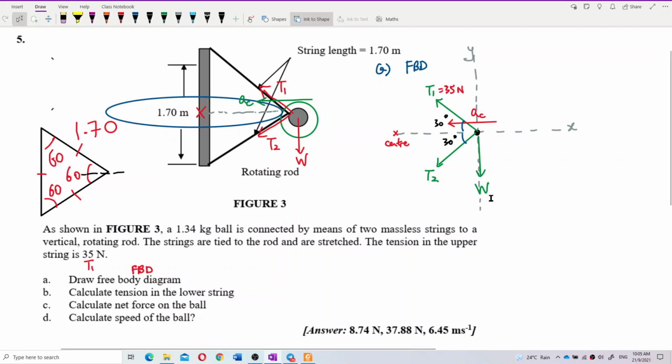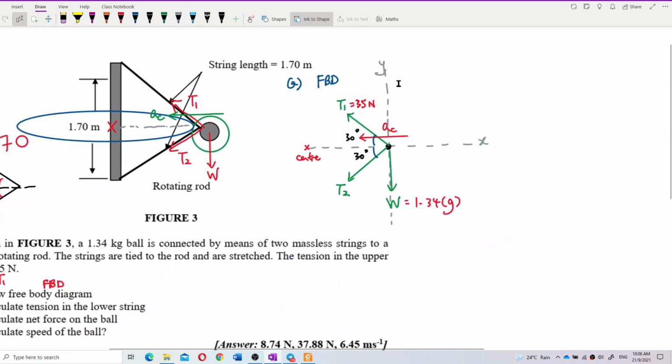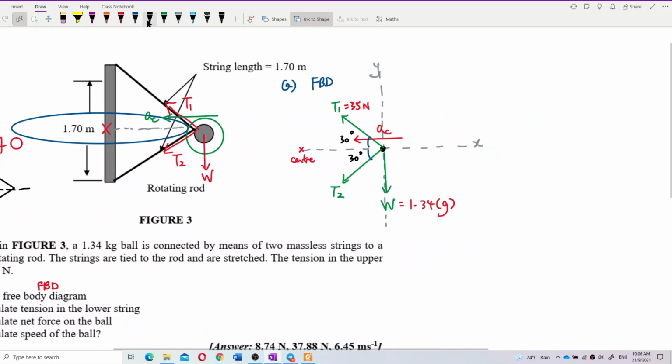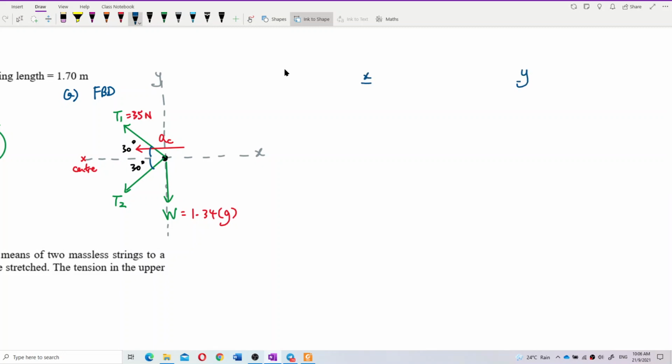What is the weight here? The weight is mg. mg is 1.34 times gravity. So now let's find the tension in the lower string. What we can do is we do two components, x and y components.